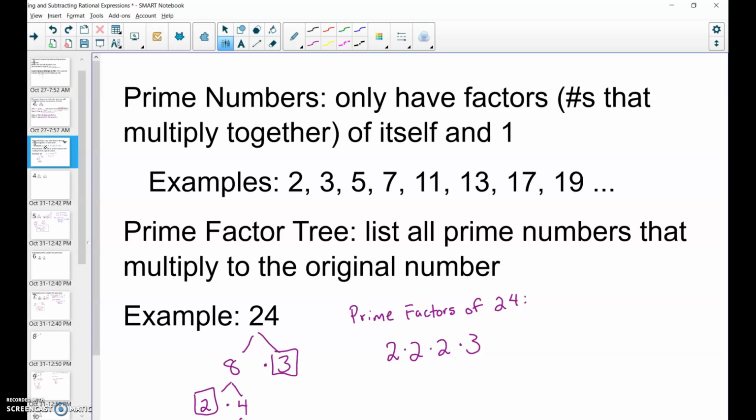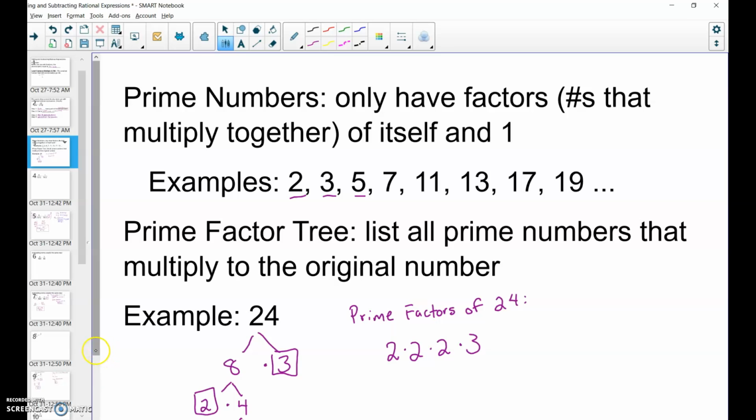Just a reminder, prime numbers have factors of only itself and 1. So here are just the first few examples: 2, 3, 5, 7, and so on. You can only divide those numbers by themselves and 1. So that's what a factor is, two numbers that multiply together. So you can only multiply or divide that original number, so itself, and 1, in order to get one of these here in the list. When you are making a prime factor tree, you're listing all prime numbers that multiply to your original number.